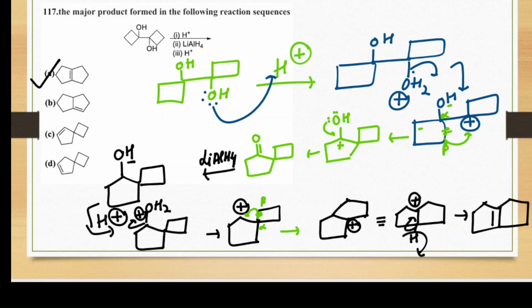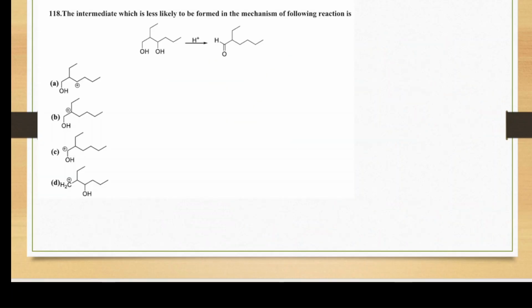Okay, so now let us move on to the next question, that is this one. It says the intermediate which is less likely to be formed in the mechanism. So various intermediates have been given, and we have to predict which one is the least likely to be formed. Here you can see two OH groups are present. We will be protonating that OH group, which is going to form the more stable carbocation. After the protonation, when it is lost from the medium, it will form our secondary carbocation.